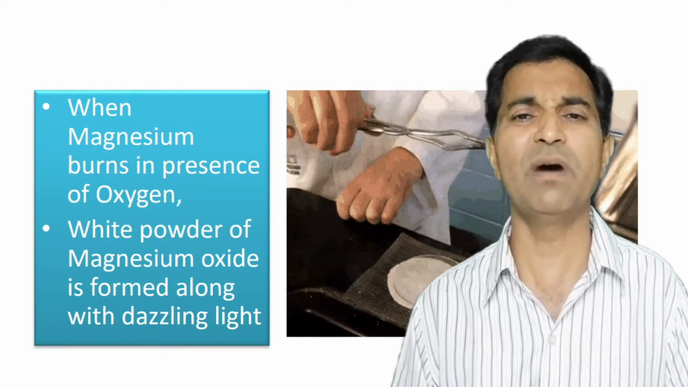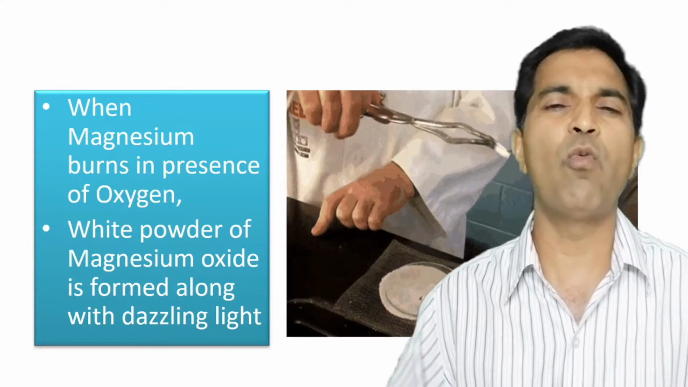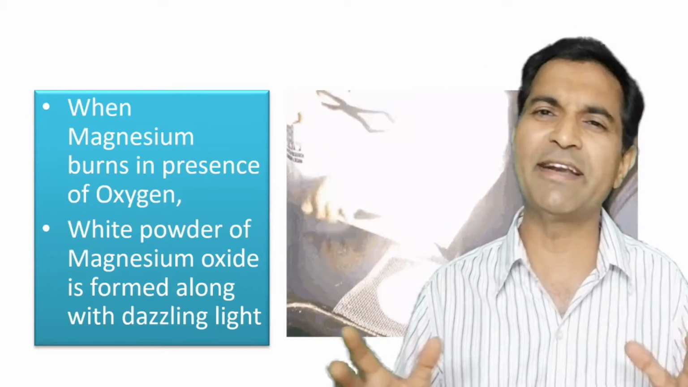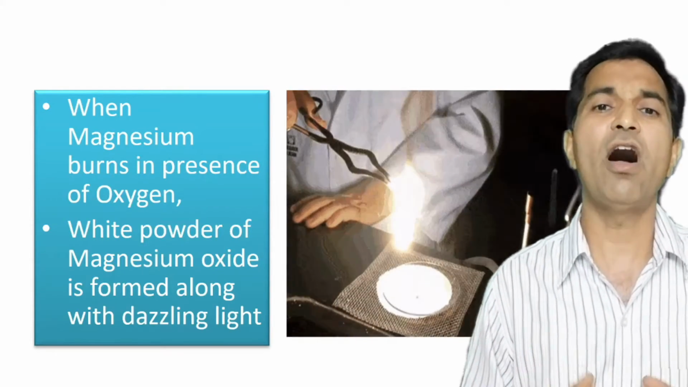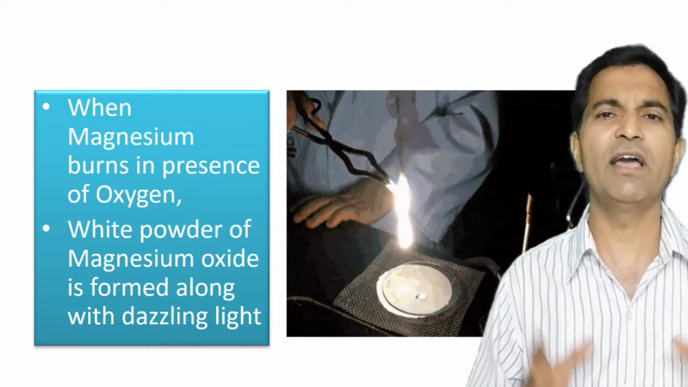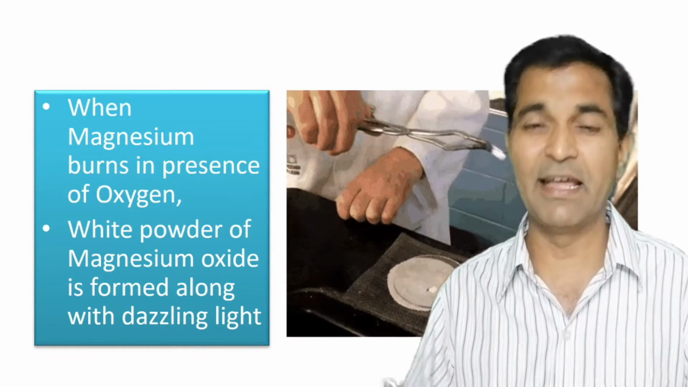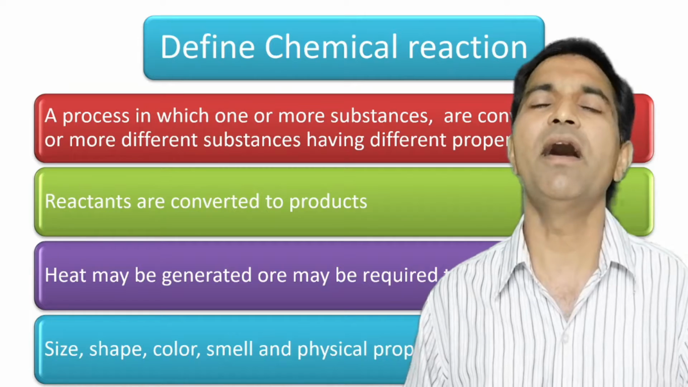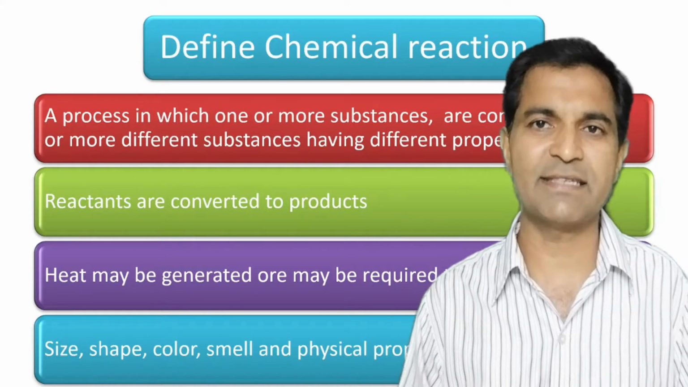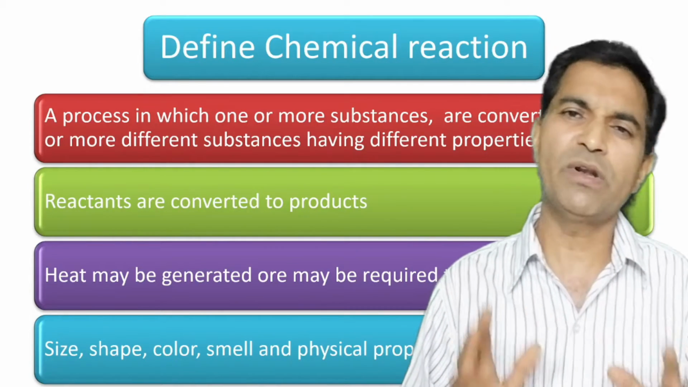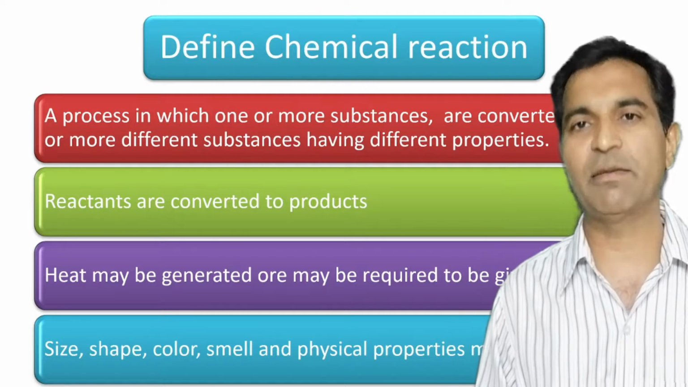Now when magnesium burns in the presence of oxygen, a white powder is produced along with a dazzling light. The white powder of magnesium oxide is formed along with the dazzling light. This is also a chemical reaction, magnesium plus oxygen. So now it's time we can define the chemical reaction.